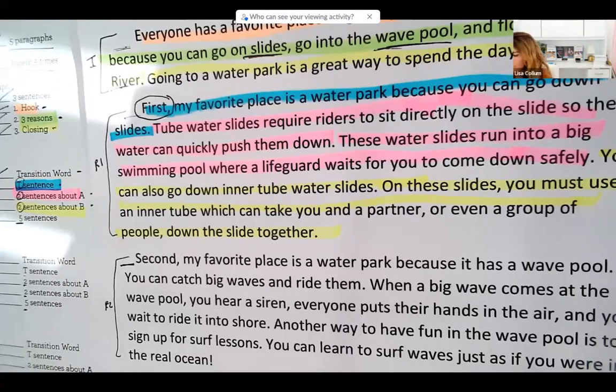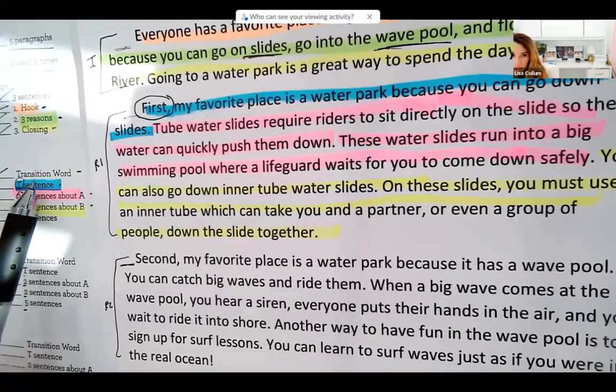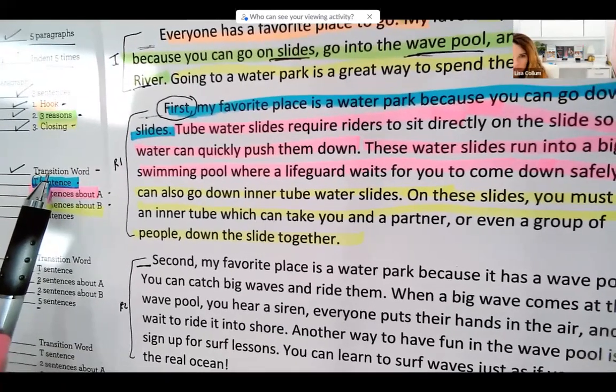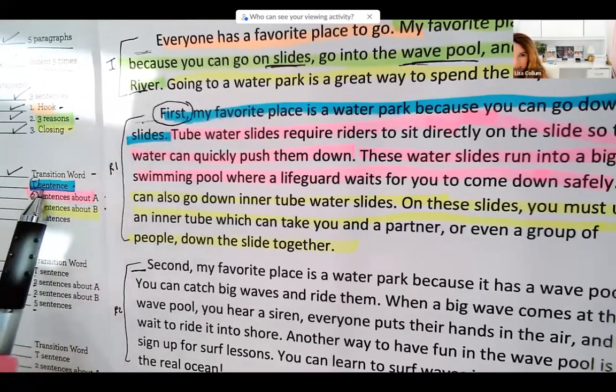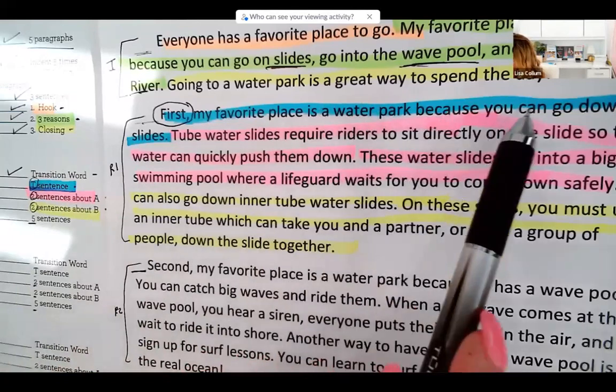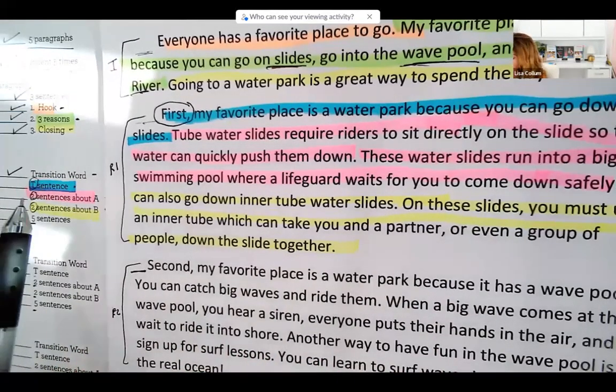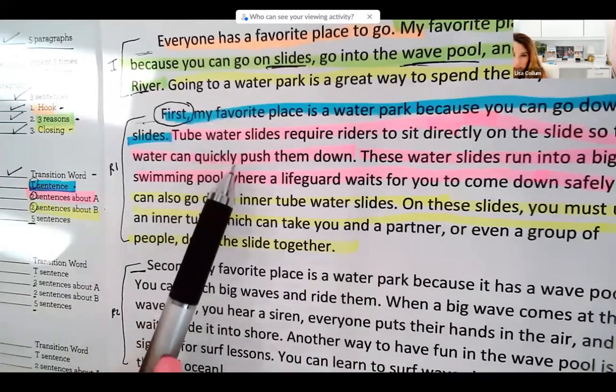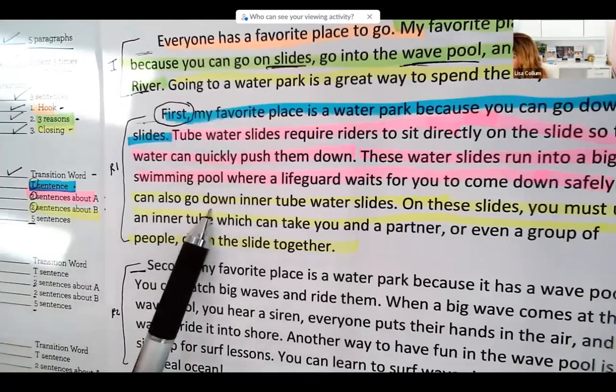Okay, so if you're looking over here, I have a transition word. I circled it. I have my T sentence. First, my favorite place is a water park because you can go down slides. I did 2 sentences about A. I did those 2 sentences in pink. I did 2 sentences about B in yellow.